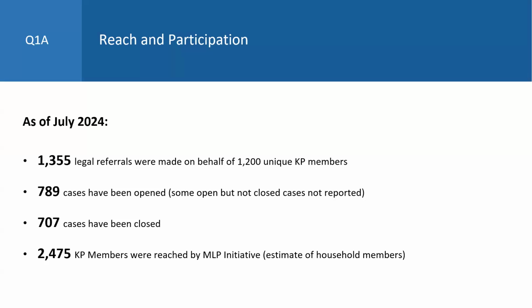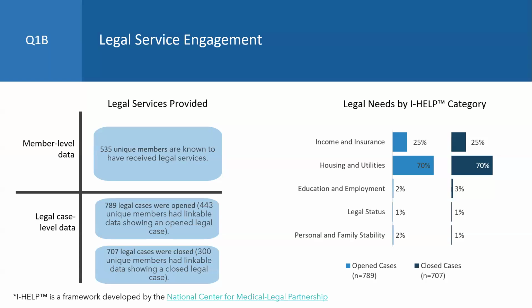So we were excited to share that over 1,300 legal referrals were made on behalf of 1,200 unique Kaiser Permanente members or patients. And we are aware of 789 cases that have been opened by our legal providers working with these patients and members, and that 707 of those cases have been closed. We did go ahead and estimate just how many members in the household were also helped through these legal services. So we know that over 2,400 members we estimate were reached by this initiative through these referrals.